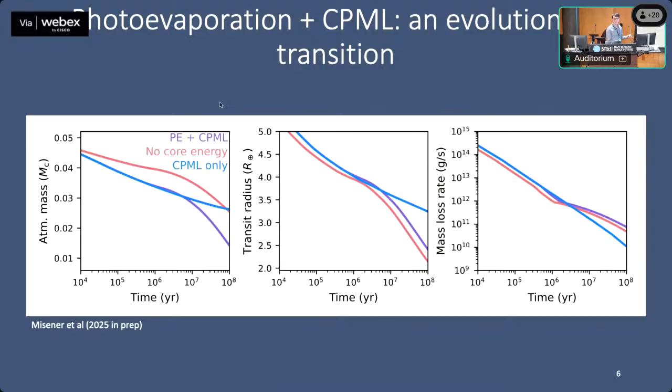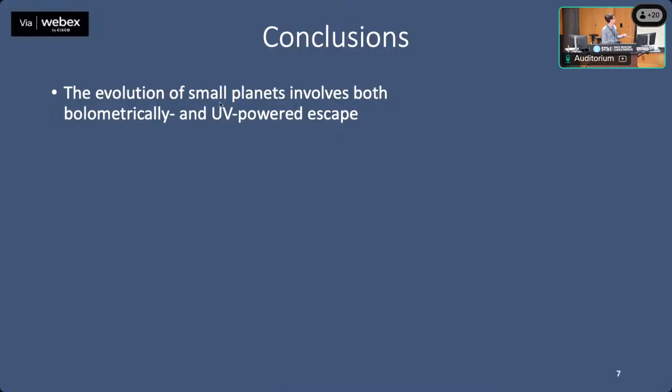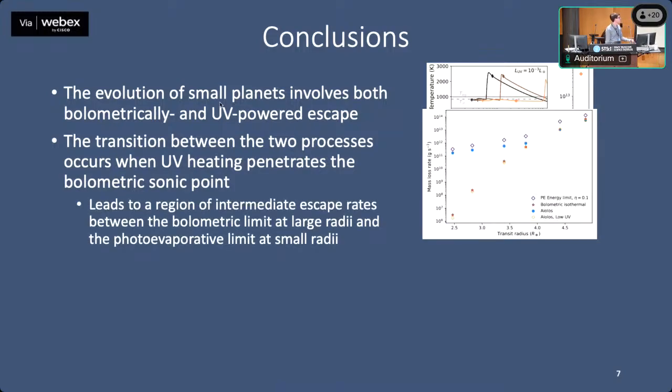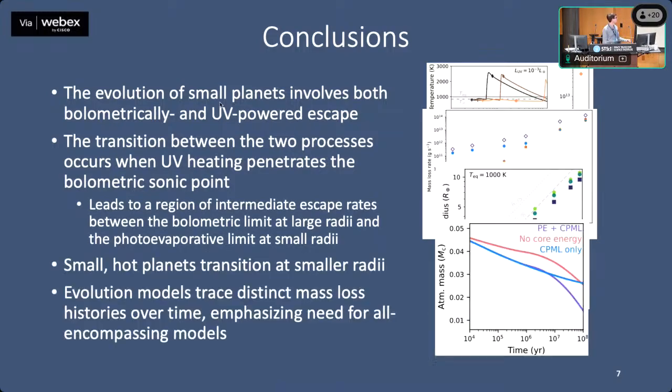And with that, I know I'm running out of time, so I'll just throw out my conclusions. The evolution of small planets involves both processes, and we can determine the transition of these two using these hydrodynamic models. It allows us to really build an all-encompassing model that includes all the physics that we know about for atmospheric escape. Thank you.